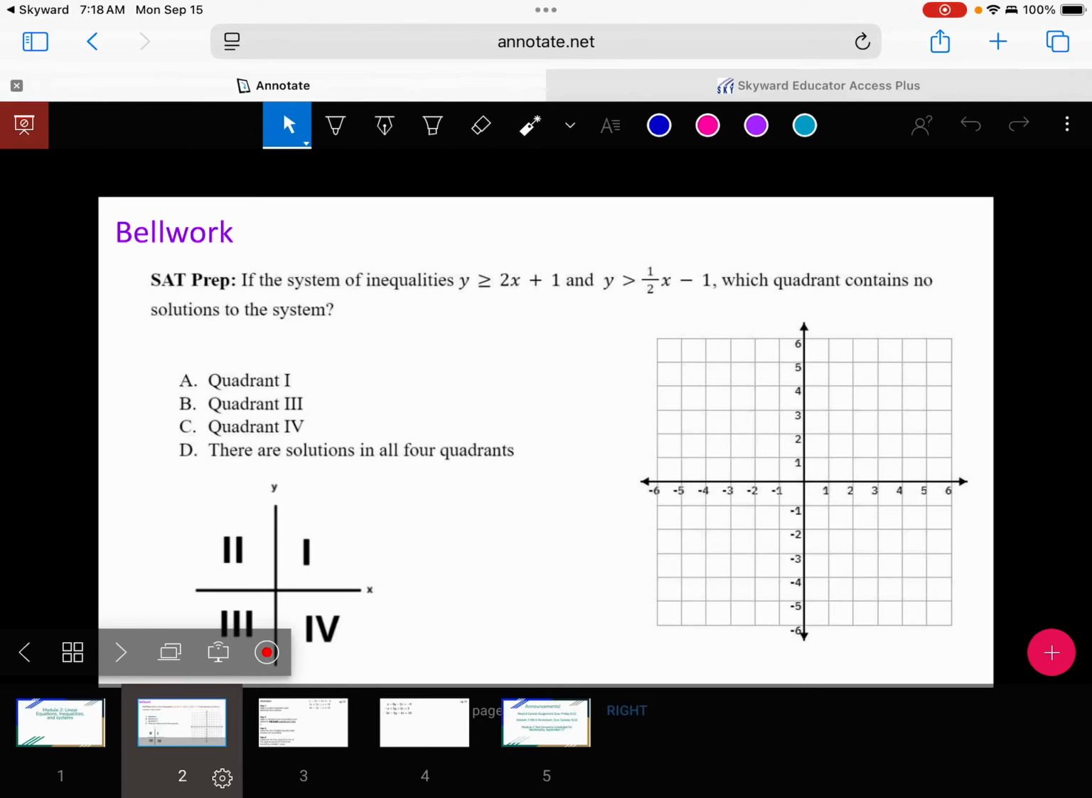All right. Let's take a look at this. This is an SAT prep question using our inequality systems. So we're given two inequalities and we're asked to figure out where there's no solutions, which means we need to know where the solutions are.